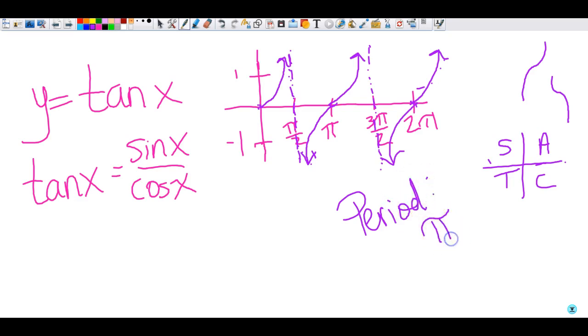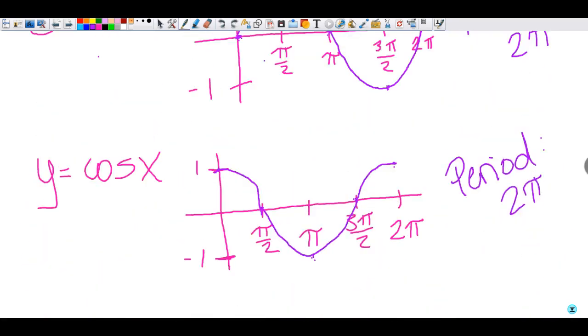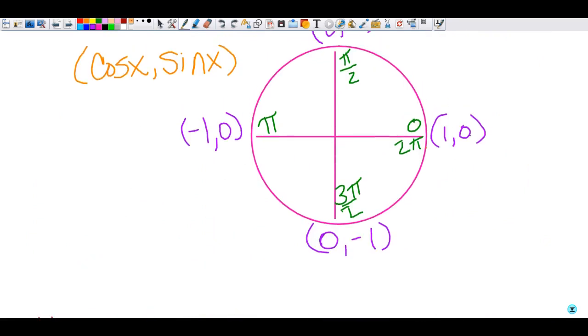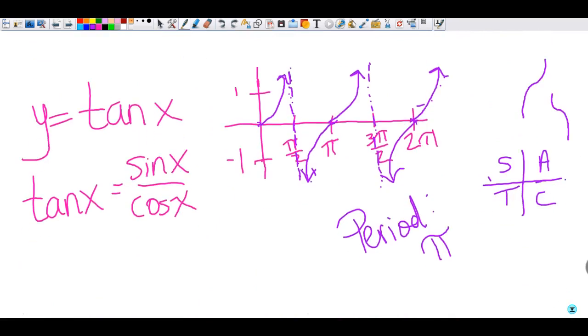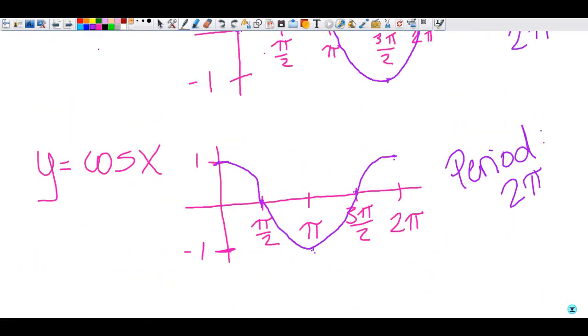Okay, you only have to have a domain of pi to get the function that repeats. That's how you can sketch these just from understanding what's happening with your unit circle, to get the idea of what your key points are and what your shape is like.